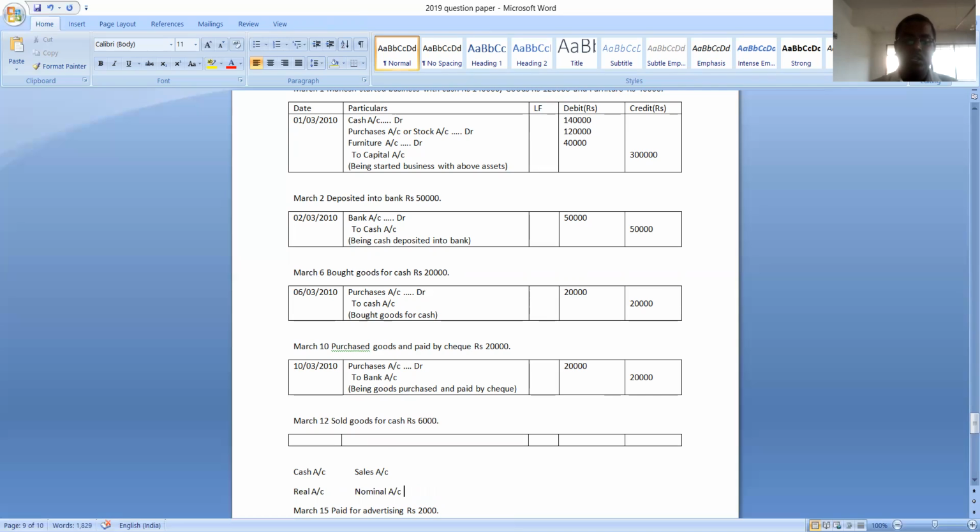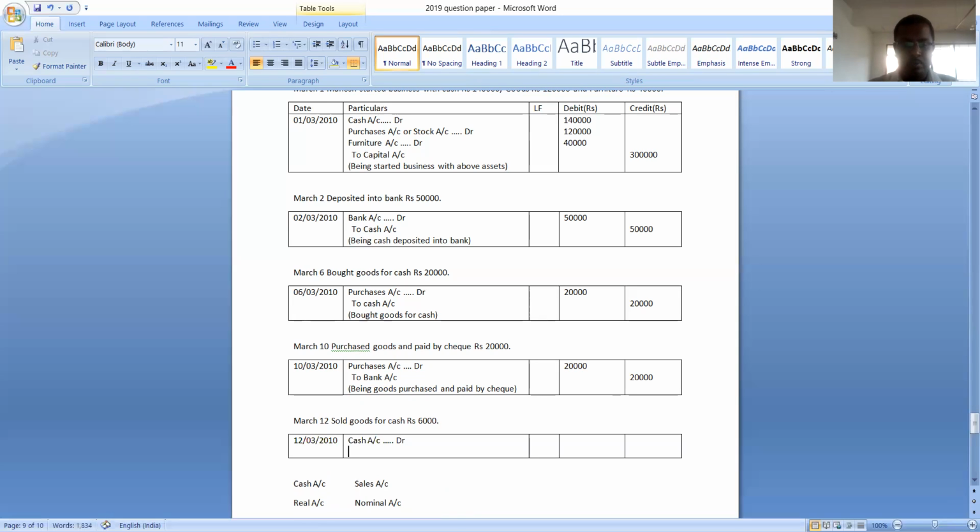So which account should be debited and which account should be credited? Sold goods for cash means cash is coming into the business. What is the rule of real account? Real account rule is debit what comes in, credit what goes out. So when you sold goods for cash, cash is coming into the business. So which account should be debited? Cash account should be debited. And which account should be credited? Sales account should be credited because here sales are income to business.